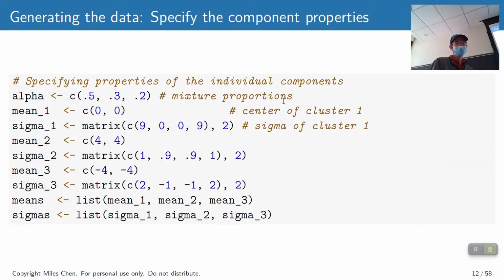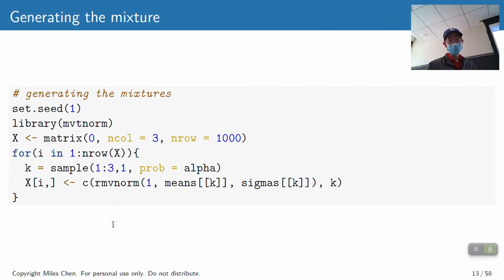To generate the data, this is what my generated data look like. I've got my vector alpha, and the coordinates of the means: mean 1 is 0, 0, mean 2 is 4, 4, mean 3 is -4, -4. And then the sigma matrices are 9, 0, 0, 9; 1, 0.9, 0.9, 1; and 2, -1, -1, 2. I gather the means together into a list, and the sigmas into a list.